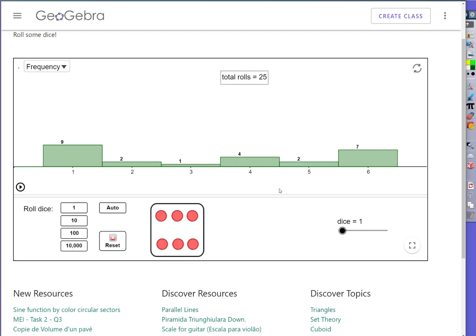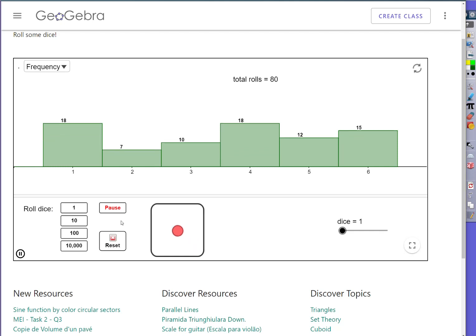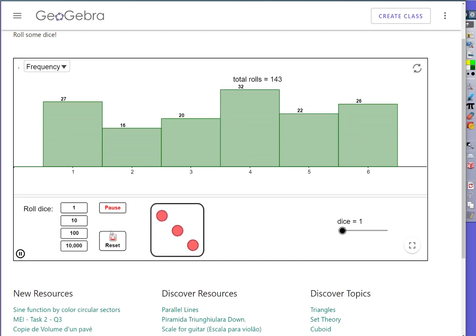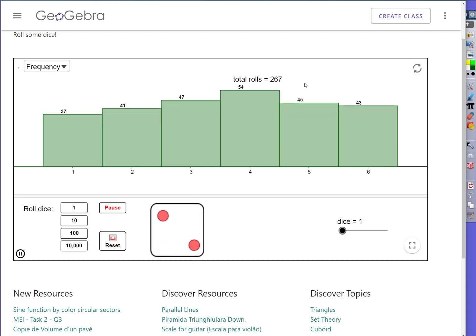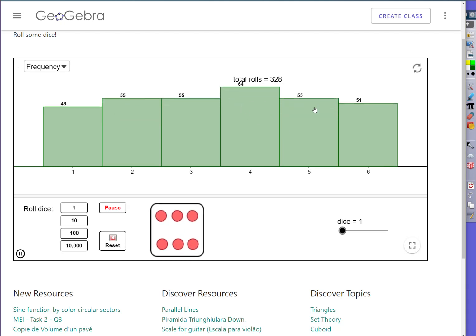And under this simulation, it says that a 1 is 9 times as likely as a 3. And we know that's not true. So maybe 25 rolls isn't enough. Let's try some more. We'll just let it simulate out for a bit. And as you can see, the more I roll, the more these bars start to level out.